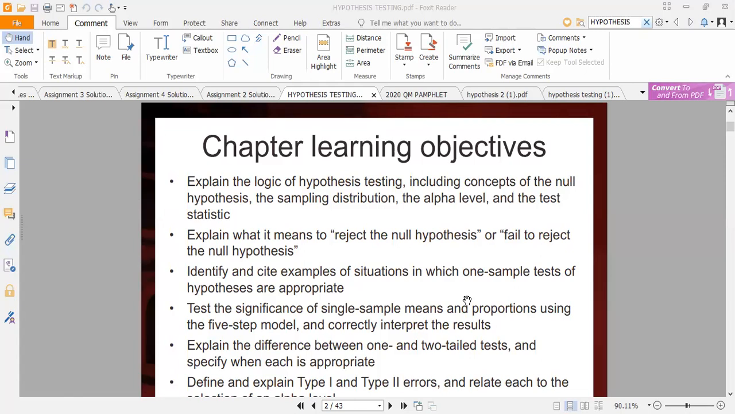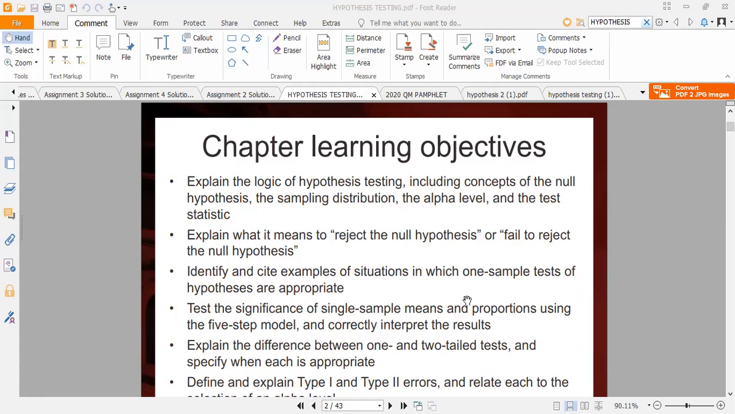We will need to also understand what it means to reject the null hypothesis, what it means to fail to reject the null hypothesis. We'll also look at specific examples for a one sample where hypothesis testing will be appropriate, how exam questions come in that context, and perhaps we'll also test the significance of a single sample with means and proportions using the 5-step model.